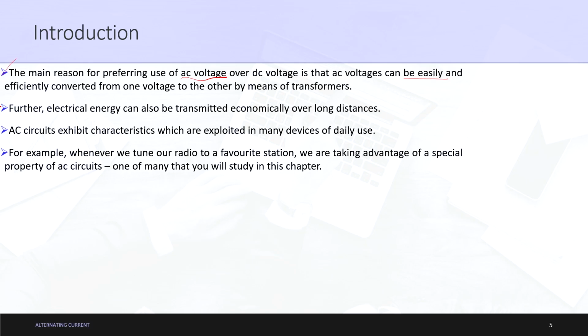Okay. Further, electrical energy can also be transmitted economically over long distances. So, basically this is one of the disadvantages which we generally see with direct current or direct voltages, and that is why AC voltages are commonly used or majorly used for the transfer of current or power from one place to another place which is at a long distance or far off distances.